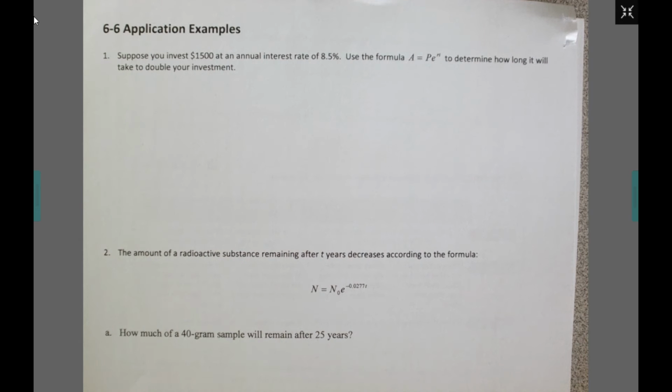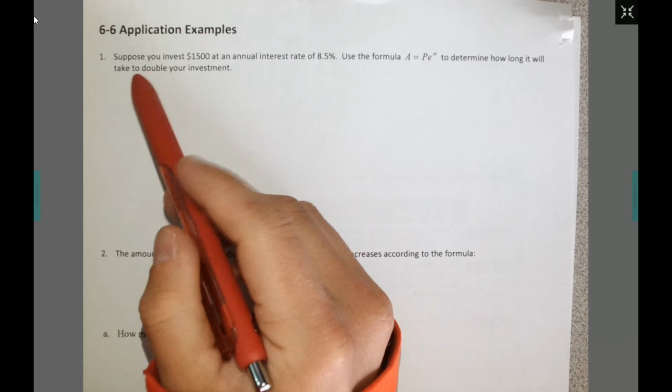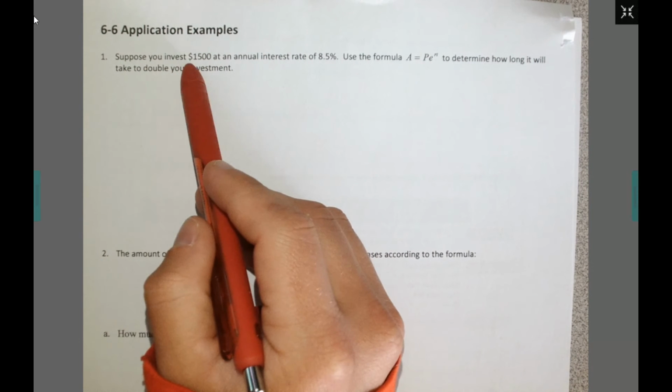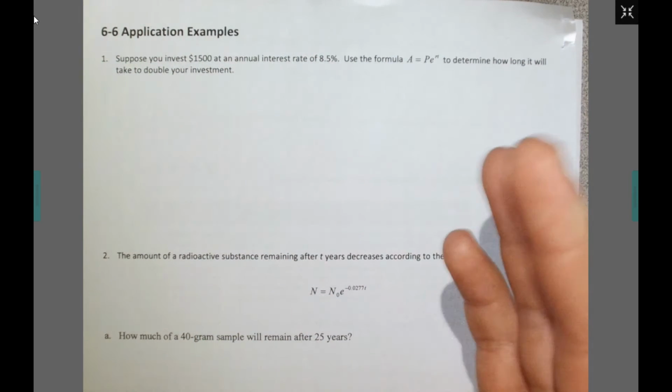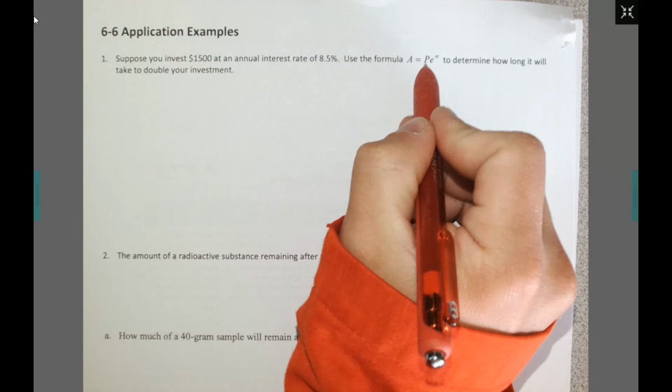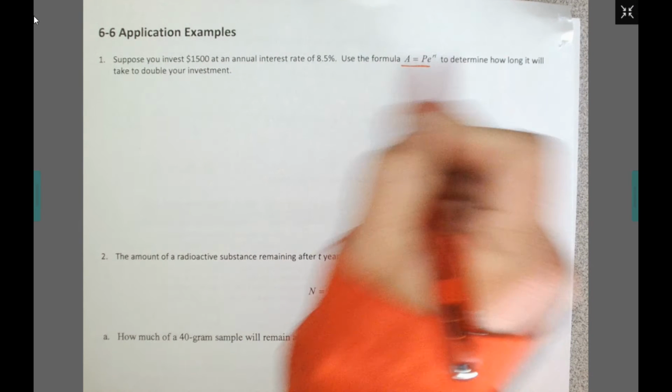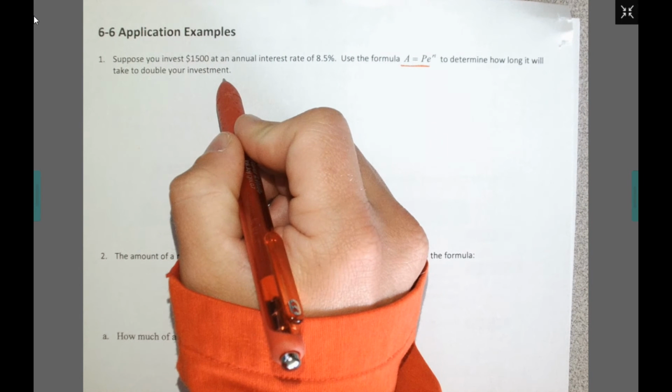All right, so for 6, application problems, we're going to look at how you can apply logs and exponentials to solve an application problem. So here, we want to suppose that you invested $1,500 at an annual interest rate of 8.5%, and they want to use this formula to determine how long it will take to double your investment.